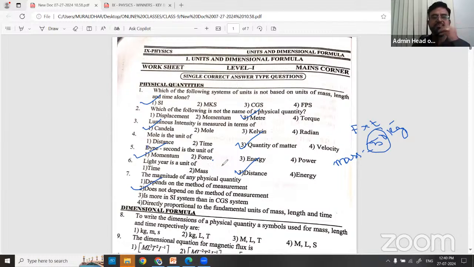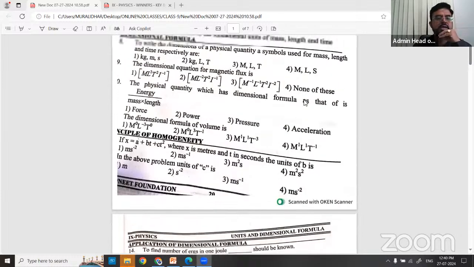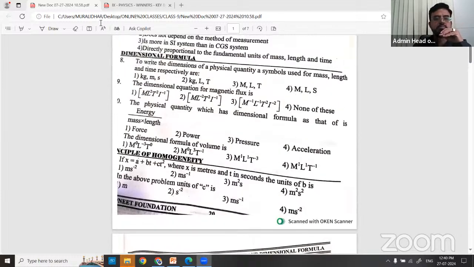These are the first level on the topic physical quantity. So we'll move a little forward. We'll go for some more questions from the second part. See here, question number 8. What is the dimension of physical quantity, the symbols used for mass, length and time respectively?